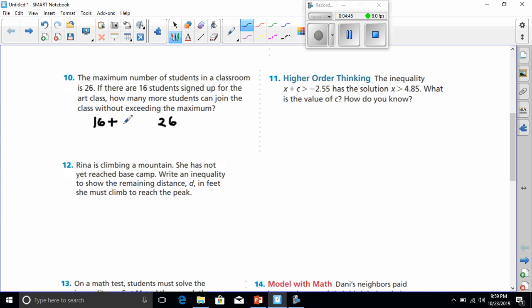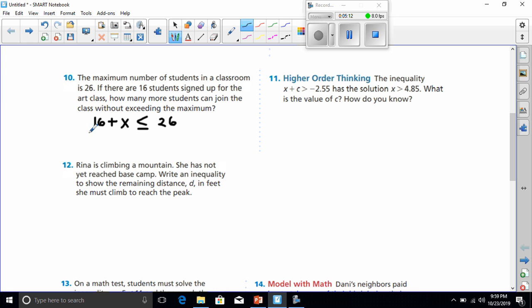So we can add a certain variable. We don't know what that variable is yet. And it says how many more can join before the class exceeds the maximum amount. So that means it cannot go over 26, but it can equal 26 because the maximum number of students is 26. So we have 16 plus x is less than or equal to 26.